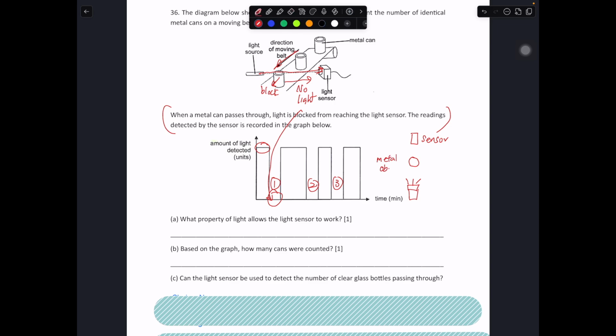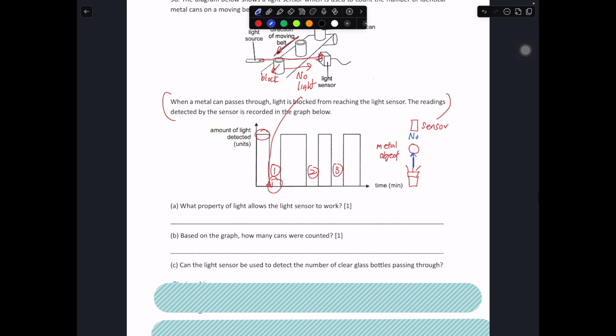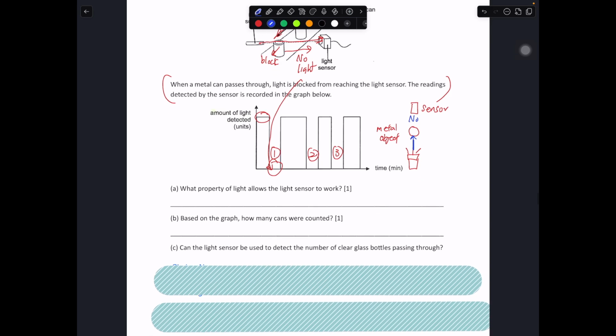If light does not travel in a straight line, this is what's going to happen. It comes near the metal can, goes around it, bends around it, then hits the light sensor. Then with or without the metal can, the sensor will be able to detect, and we cannot tell how many metal cans there are. But this is incorrect, because light travels in a straight line. This property allowed this machine to work in the way that we wanted, because the light will hit a metal can, then no light is detected. So the property is light travels in a straight line. It allowed us to use this property to know how many metal cans there are.